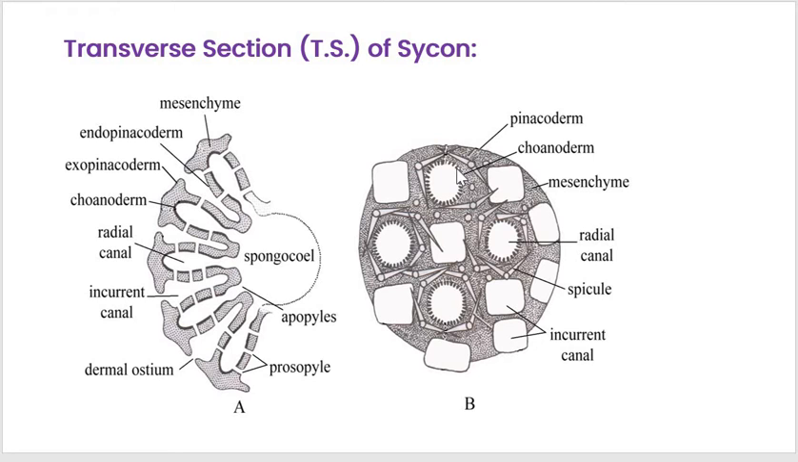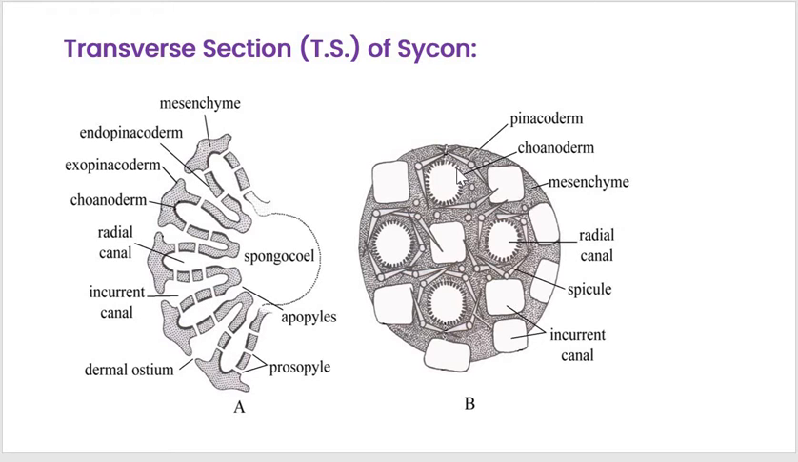Okay, now the mesenchyme, the third layer or the inner layer, which is the mesenchyme. Mesenchyme is the gelatinous matrix interconnecting the pinacoderm and choanoderm. Now it gets supported or is secreted by the pinacoderm.